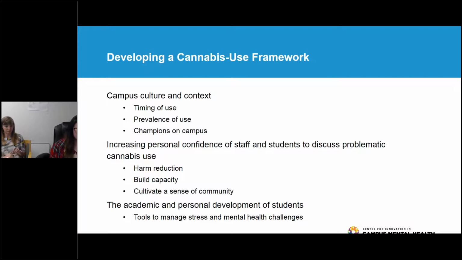And finally, what's important is the academic and personal development of students. Providing students with tools to manage stress and mental health challenges is important. As discussed earlier in this guide, many students report using cannabis to manage their boredom, loneliness, stress, anger, and anxiety. For this reason, they need alternative approaches to manage their negative emotions. Again, this speaks to the need to integrate this framework within the larger mental health framework on your campus in order to ensure that students are getting the support that they need in order to flourish.